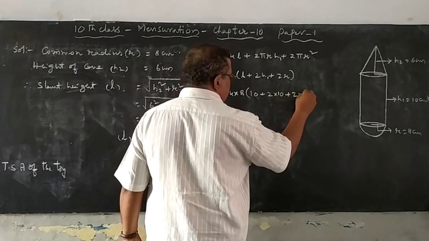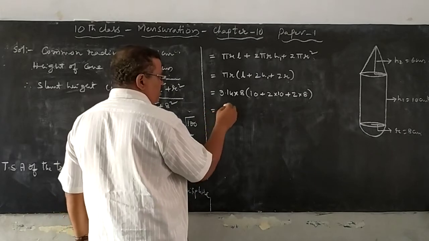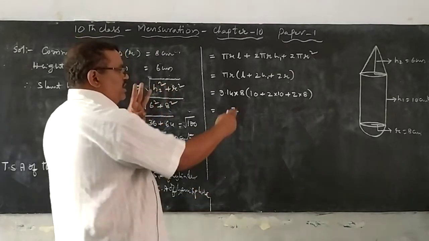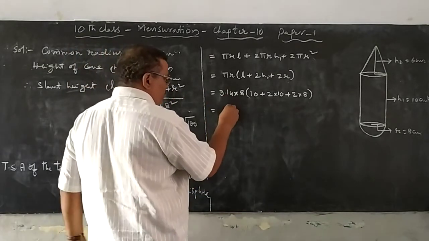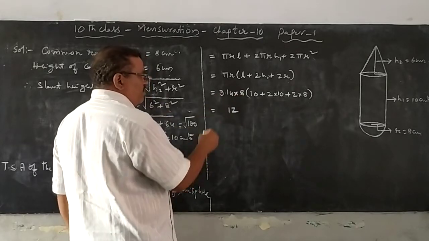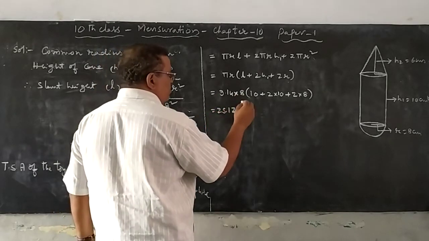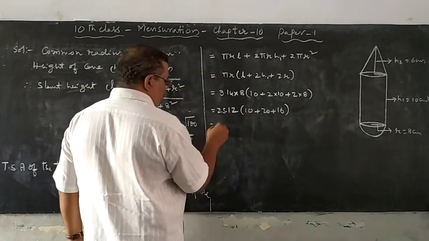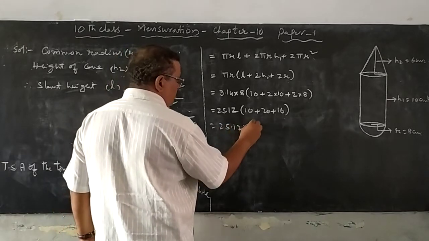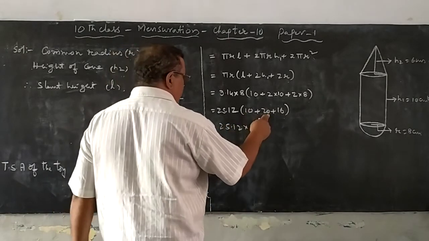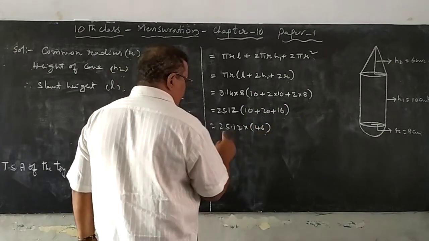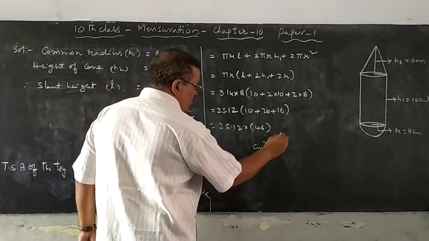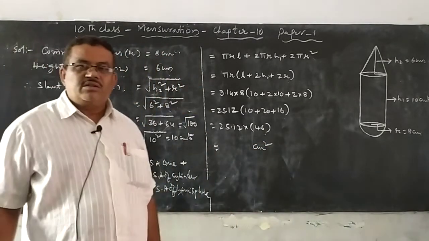2r, 2 into 8. This is the calculation. 3.14 into 8: 4 eights are 32, 3 remainder; 8 ones are 8, plus 3 is 11, 1 remainder; 8 threes are 24, 25. So 25.12 into, add this value: 10 plus 20 is 30, plus 16 is 46. 25.12 multiplied by 46, we get the total surface area of the toy, the combination of solids.